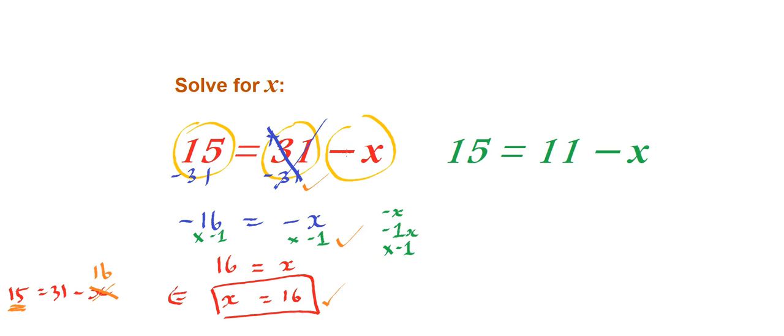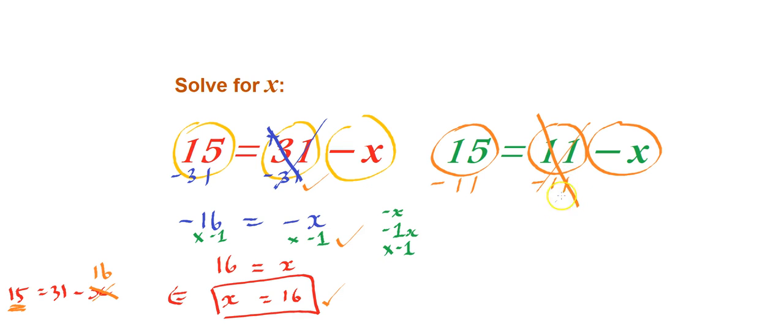Okay, so let's try the other side. What terms do we have? We've got a minus x, a positive 11, and a positive 15. So let's get rid of our positive 11 by doing the opposite, which is to minus 11. We must do that to both sides. What has that resulted in? Positive 11 minus 11 goes to 0, so that cancels out. What's left on the right-hand side is our minus x again. On this side, 15 minus 11 takes us to positive 4.